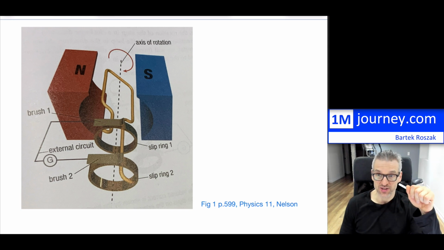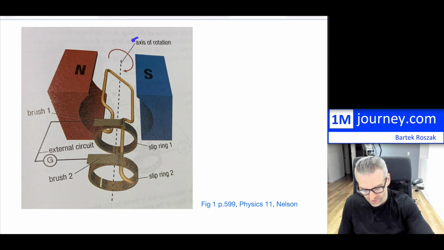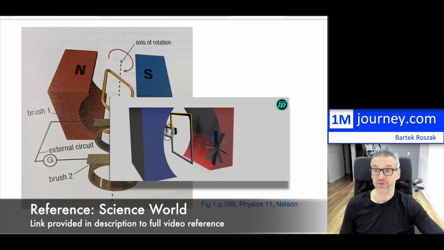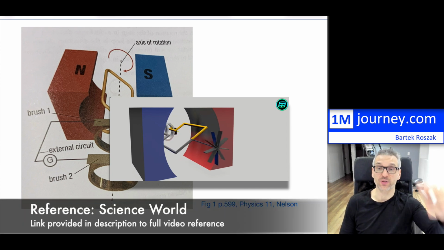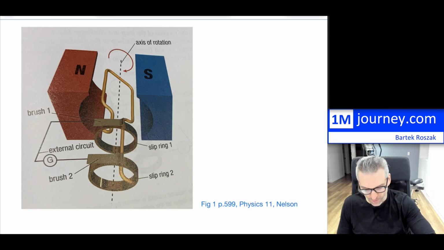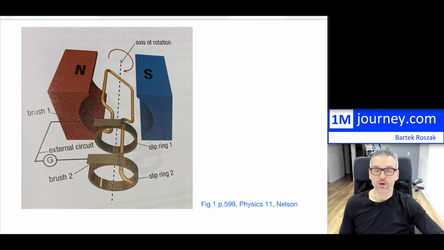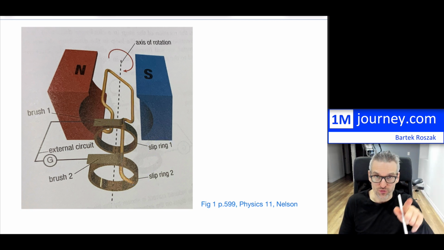As this thing spins, notice we have an axis of rotation in here. This rotation is going to be maybe hooked up to some turbine so that you can start to move this coil back and forth. Now this coil, as you can see there, goes all the way through, but it's attached to two slip rings. So here's one slip ring and here's another slip ring. And what we're trying to do is rotate it around.